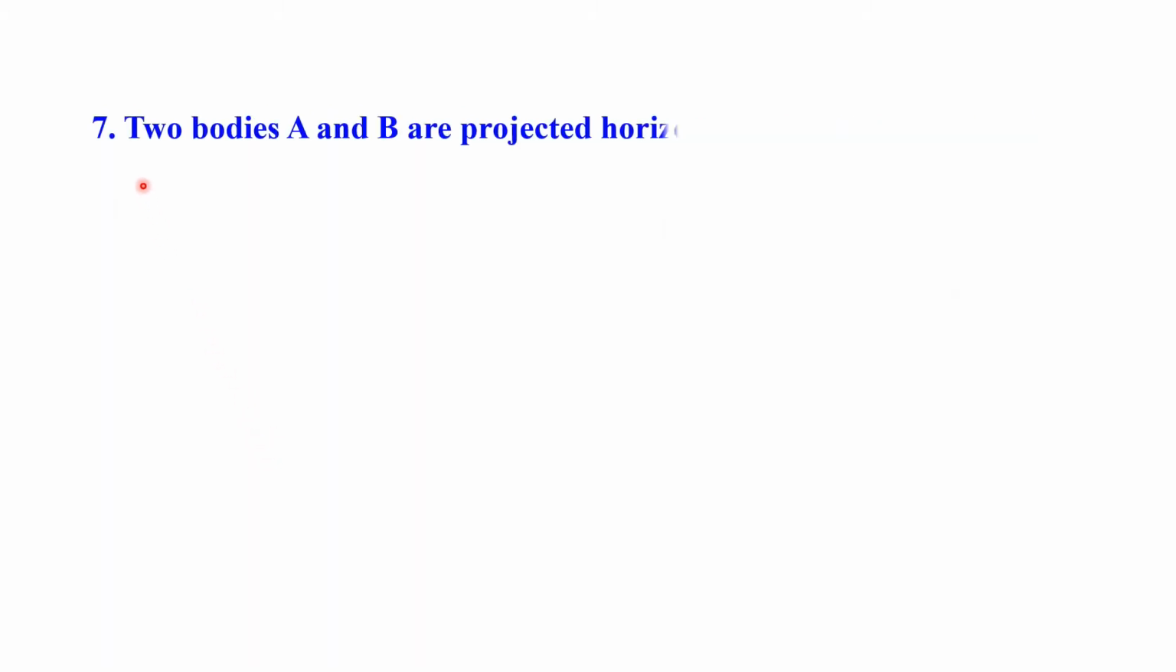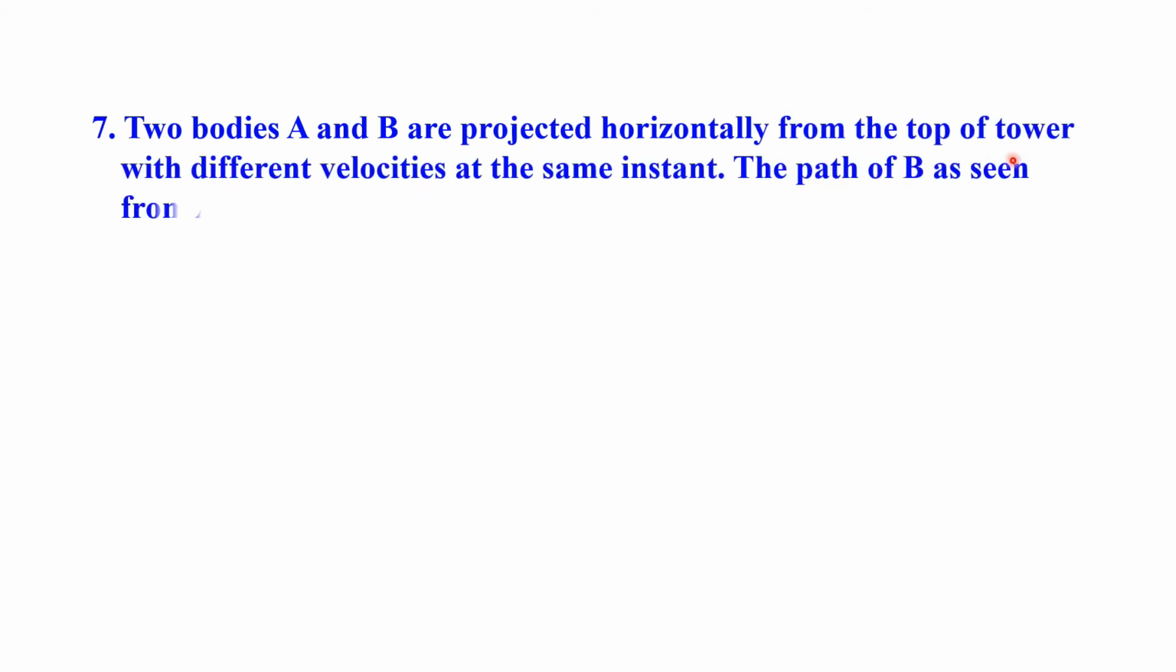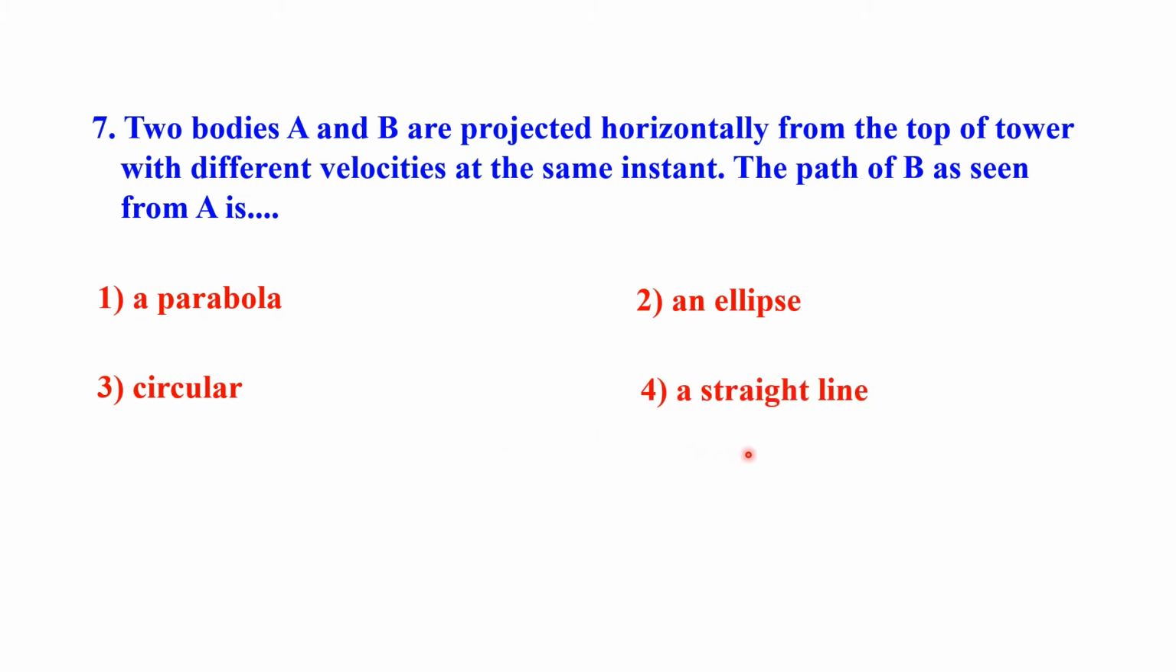Next, two bodies A and B are projected horizontally from the top of a tower with different velocities at the same instant. The path of B as seen from A is a parabola, an ellipse, circular, a straight line. Here the path of B as seen from A is a straight line.